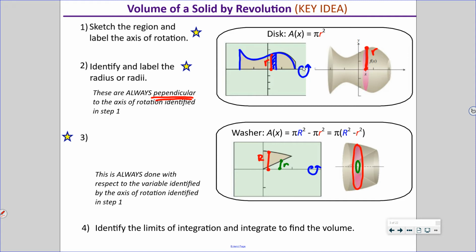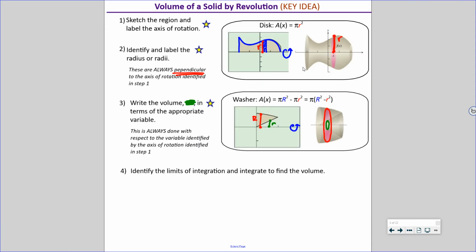All right, then we basically just set up our integral. So we're going to write the volume in terms of the appropriate variable. Don't write dp here. I don't really like that. Write the volume in terms of the appropriate variable. So whether we're doing that with respect to x or with respect to y. And then we'll find the limits, and we're just going to integrate it to find the volume.